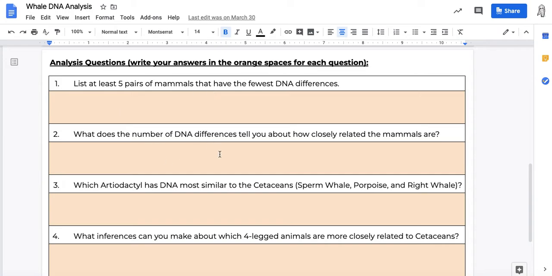But you should have talked about how the number of DNA differences tells you how closely related the mammals are. The more differences, the farther apart they might be on the evolutionary tree. The artiodactyl was definitely more similar to the cetaceans. The hippo should have been your answer there. And what inferences you should have made about four-legged animals being closely related to those mammals. You could have used embryology there. You could have used the DNA and how the segments were maintained throughout the species. Ultimately, please use spell check.